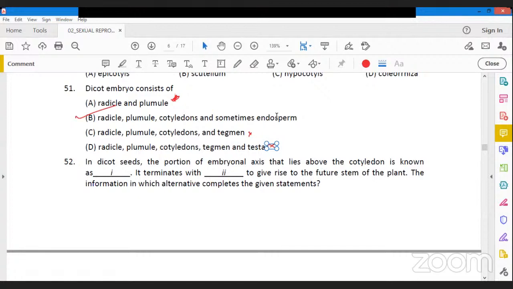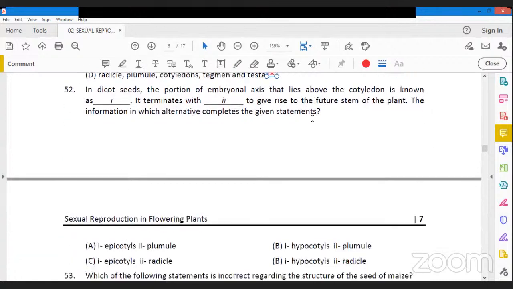Here we are being asked only about the embryo, not the seed. So in dicot seeds, the portion of embryonal axis that lies above the cotyledon is known as epicotyl. It terminates with the plumule. The epicotyl terminates with the plumule. 52. Okay, done.